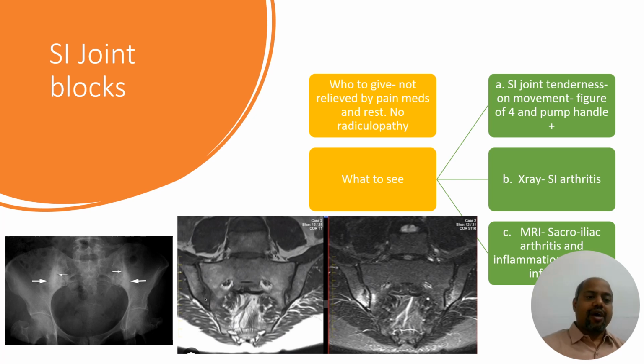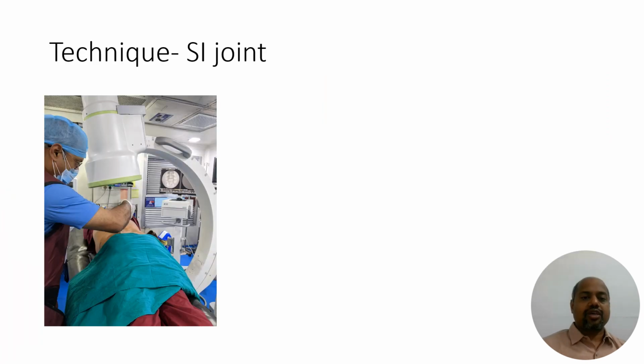On X-ray, you might find the SI joint has got arthritis, but that is confirmed on an MRI. Here you can find a good amount of sacroiliitis. But what you need to rule out is that there is no infection before you give the injection.